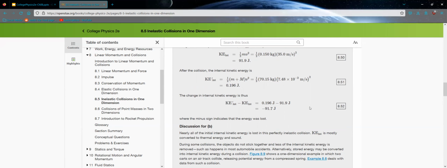So the puck lost 91 joules of energy by being caught. Where did it go? Well, it went into the heat of the pads, the slapping sound of him catching it, stuff like that, right?